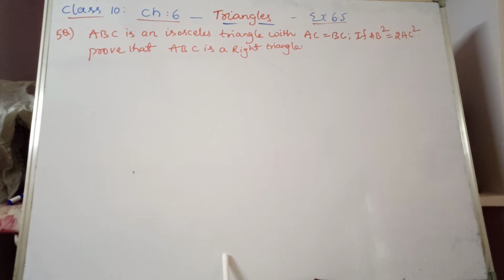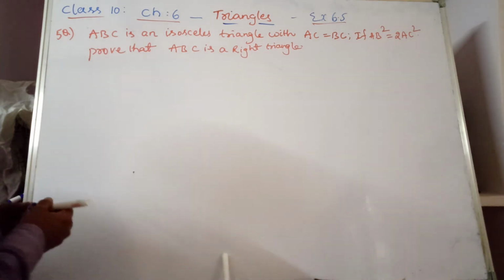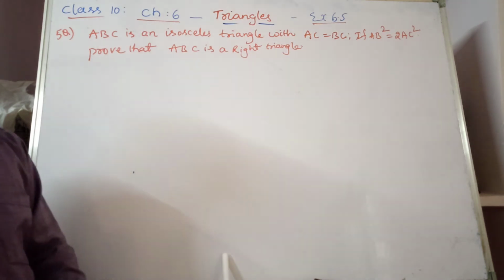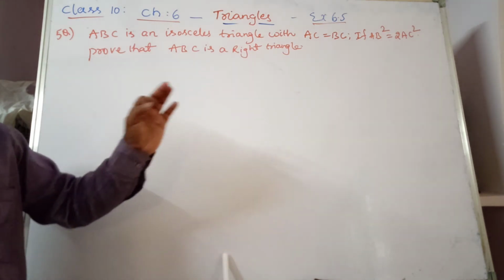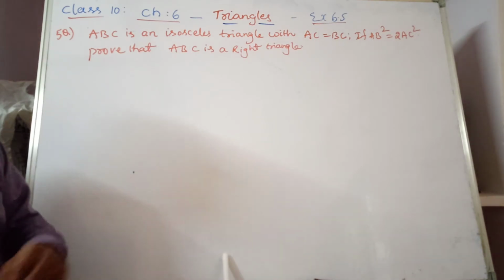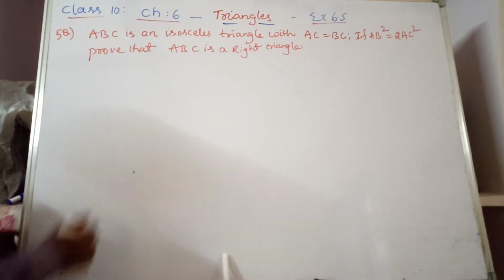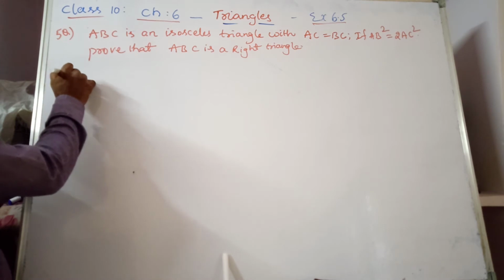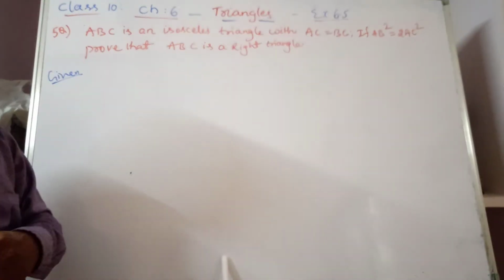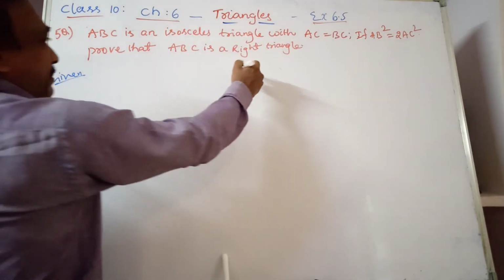Let us see now question number 5. ABC is an isosceles triangle with AC is equal to BC. If AB square is equal to 2 times of AC square, prove that ABC is a right triangle. So what is given in the question? It is an isosceles triangle and AB square is equal to 2 times of AC square. We have to prove that ABC is a right triangle.